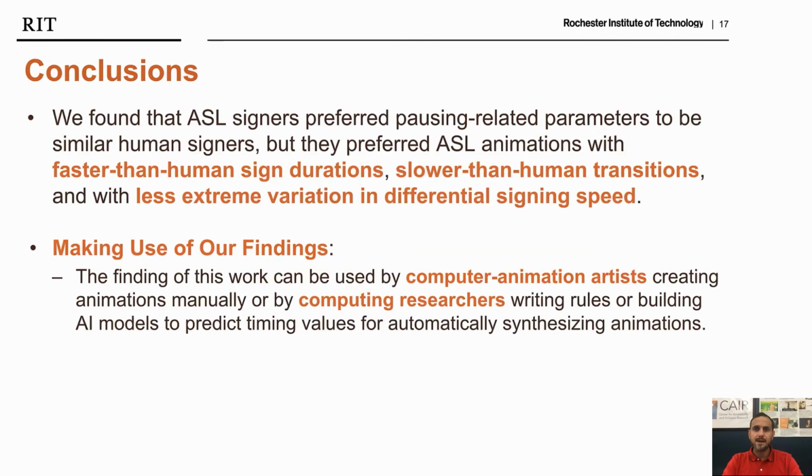We found that while ASL signers prefer pose-related parameters to be similar to human signers, they prefer ASL animation to be different from human for the three non-pose related parameters. The findings of this work can be used by computer animation artists who seek to create realistic ASL animation, or by researchers who investigate how to automate the creation of ASL animation, and also by researchers training AI models to predict speed and timing.